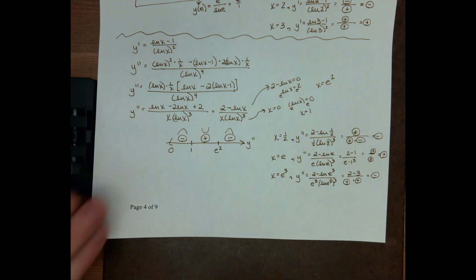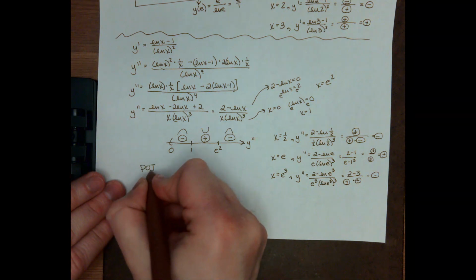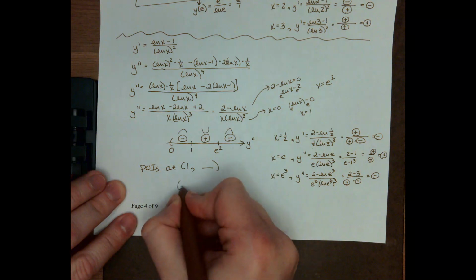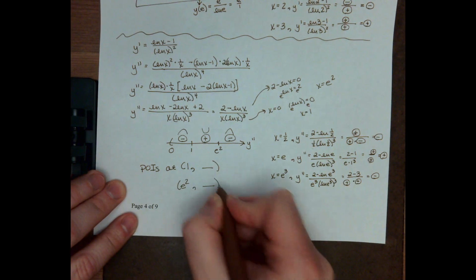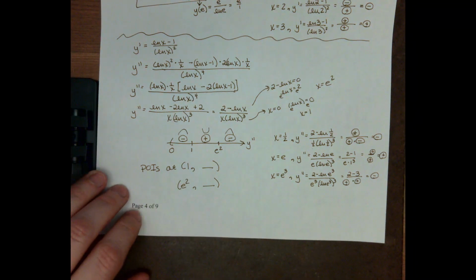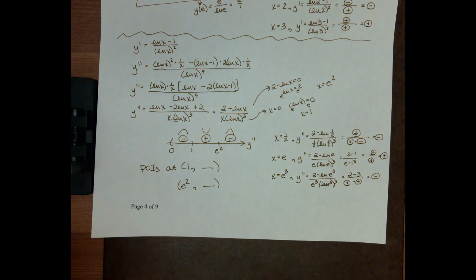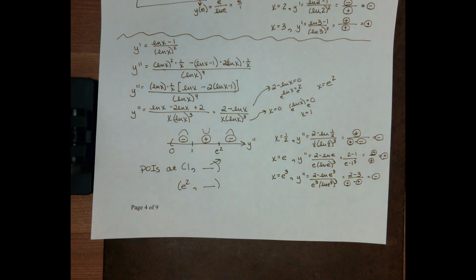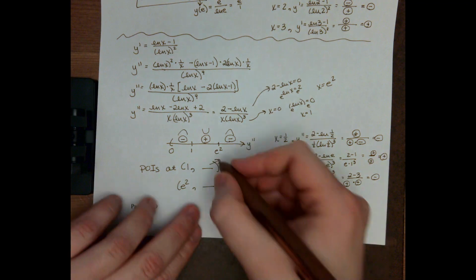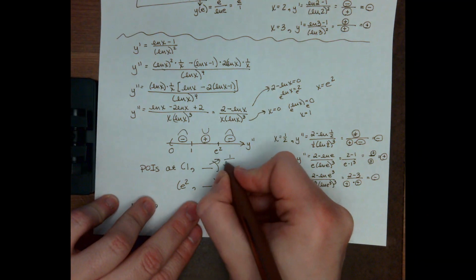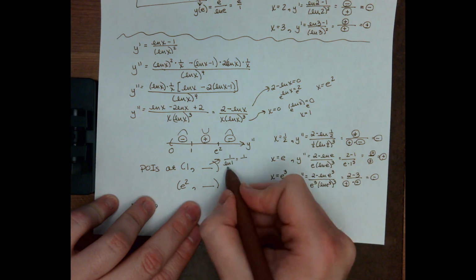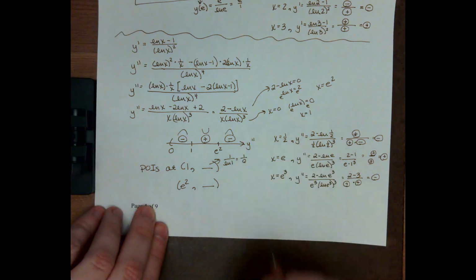Looks like I have points of inflection at 1, comma something, and e squared, comma something. Where are the y-coordinates coming from? Again, you're going to go back and plug into the original function. Tell me the y-coordinate when x equals 1. Okay, I'm going back into the original. 1 over the natural log of 1. Oh, wait a minute. That's a problem. Natural log of 1, that is 0. 1 over 0, that's not okay.